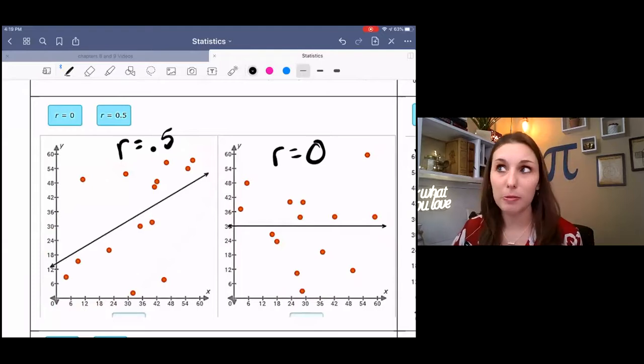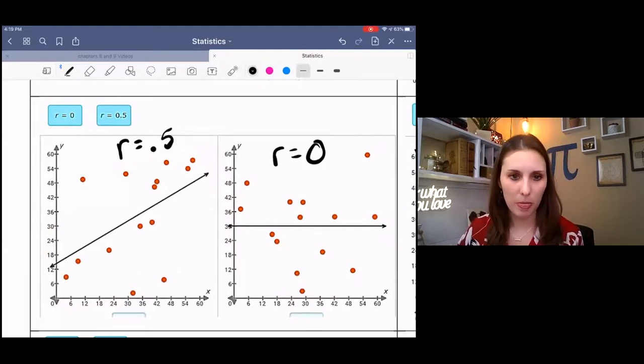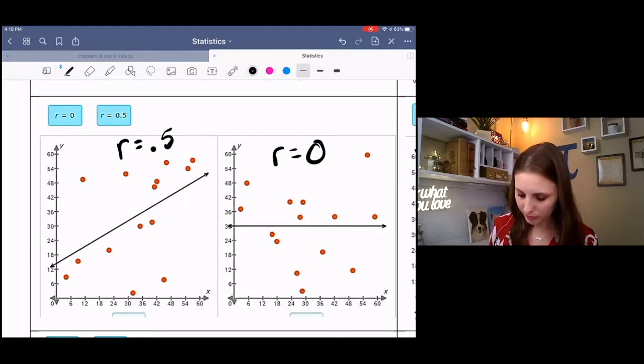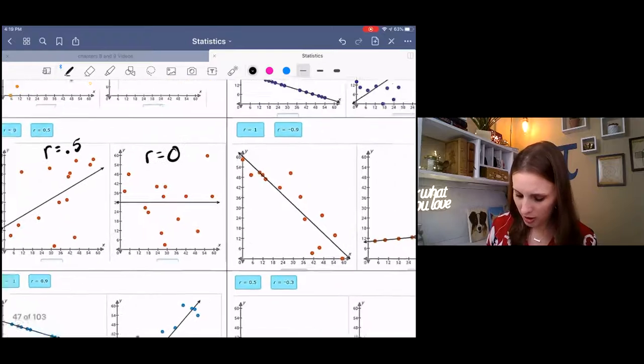This might be car color and height. I don't know, I'm just making something up. No, it can't be color because color's qualitative. Car age and height. Those are the wrong values, but that would be an example of something that probably has no relationship. Okay, try the next one.